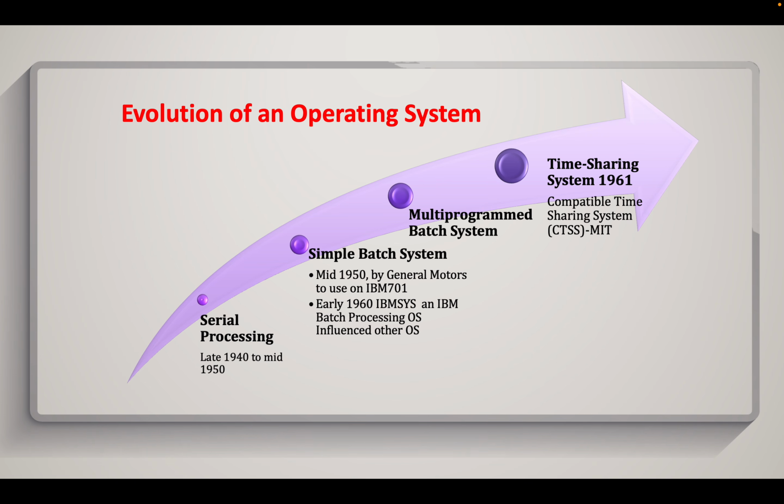The next topic that we are going to learn is the evolution of an operating system. So how the operating system evolved from the starting to the current era. First we start with serial processing, then batch processing, then multi-programming, and then time sharing. This is the evolution of an operating system. We'll discuss one by one from the starting.